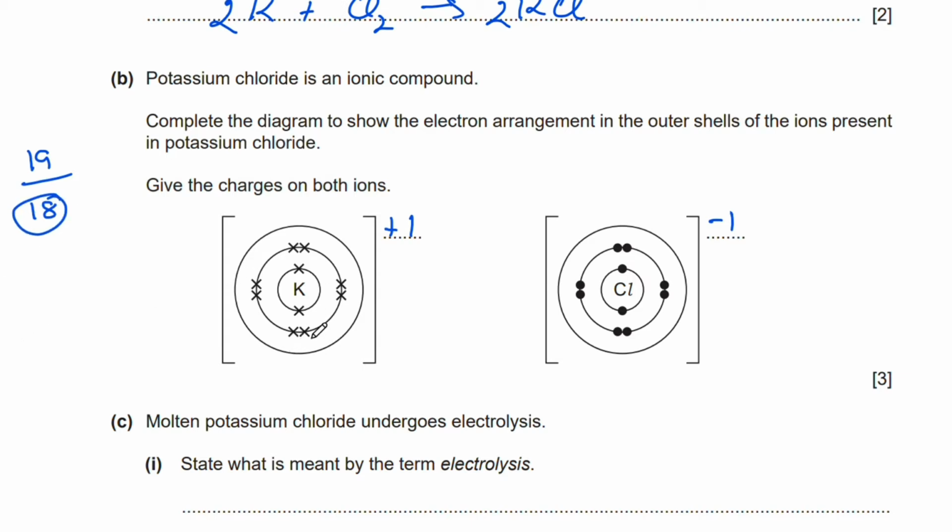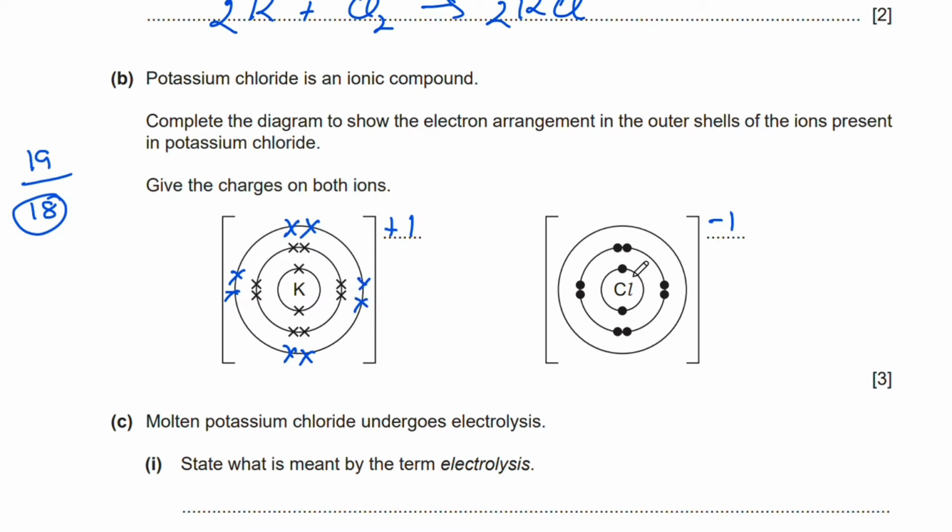Now as for the potassium, we can see how many are there. 1, 2, 3, 4, 5, 6, 7, 8, 9, 10. So there should be 8 electrons in the outermost shell, so representing this. So hence we complete the electronic configuration of potassium.